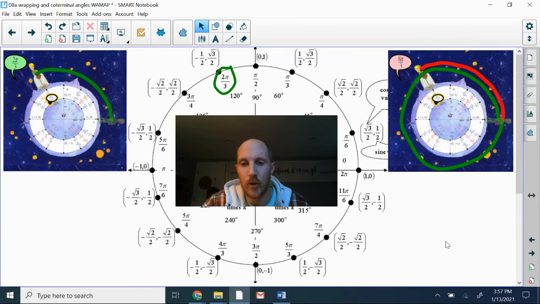So what's the difference between coterminal angles if they start in the same place and end in the same place? Well, 2 pi over 3 in green over here on the left-hand side, that's on the unit circle. We can find 2 pi over 3. But the red one, 8 pi over 3, while it is coterminal, that's not on the unit circle, which means we can't evaluate it.